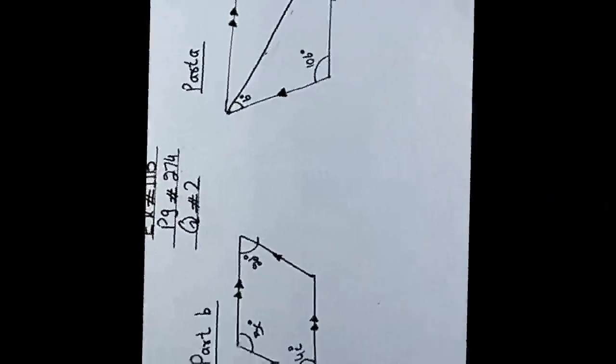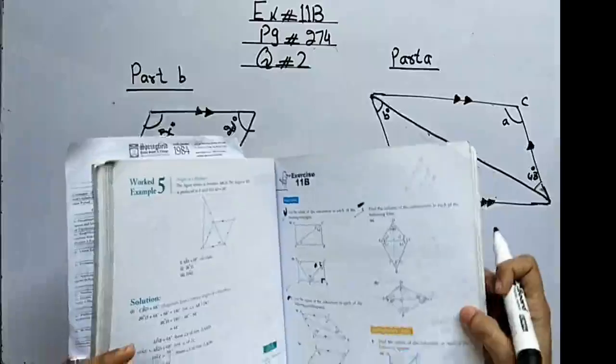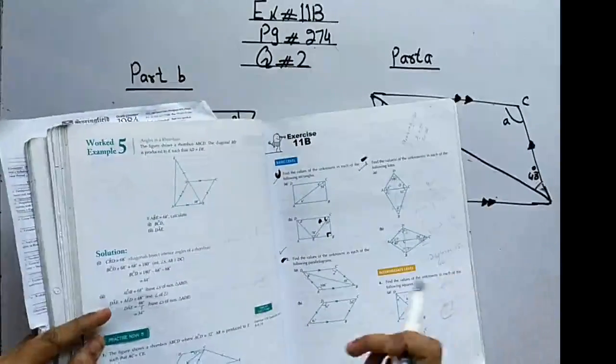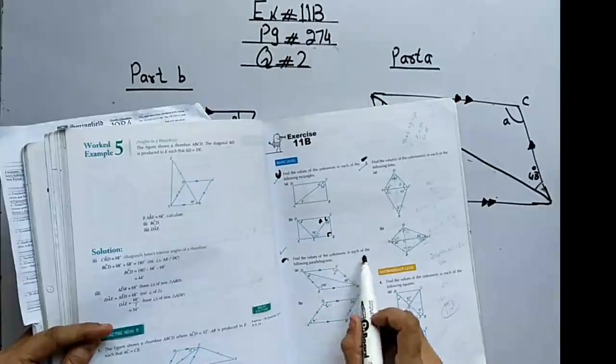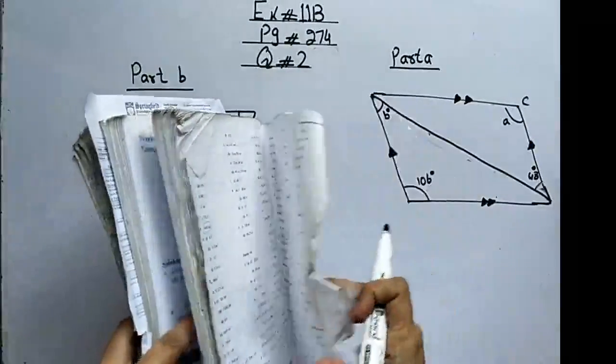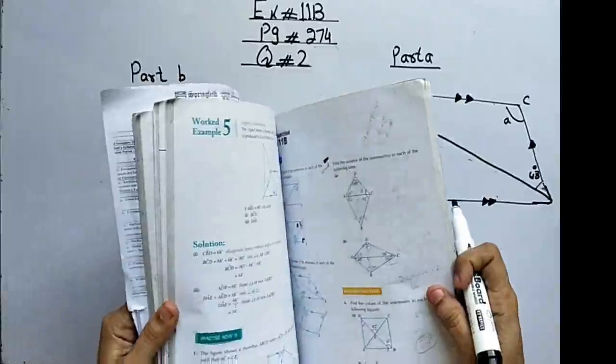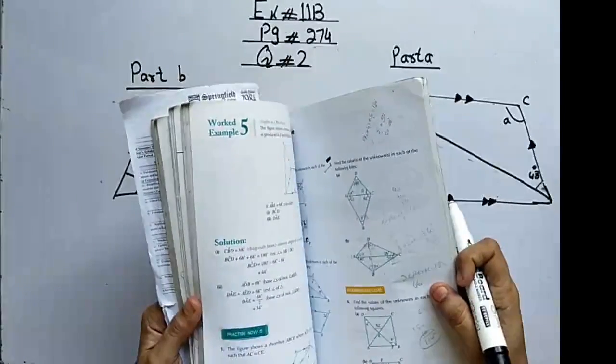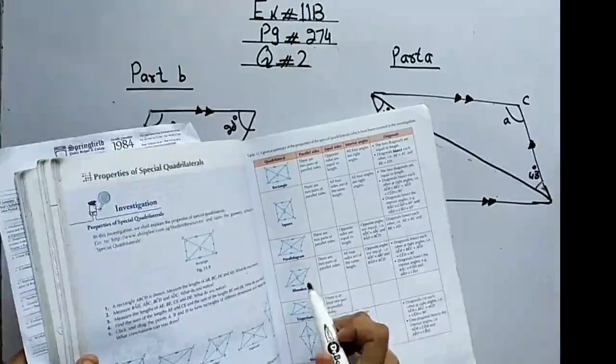Come on to question number 2 of exercise 11b. The question is: find the value of unknown in each of the following parallelograms. So the given shapes are parallelograms. First look at the property of the parallelogram.